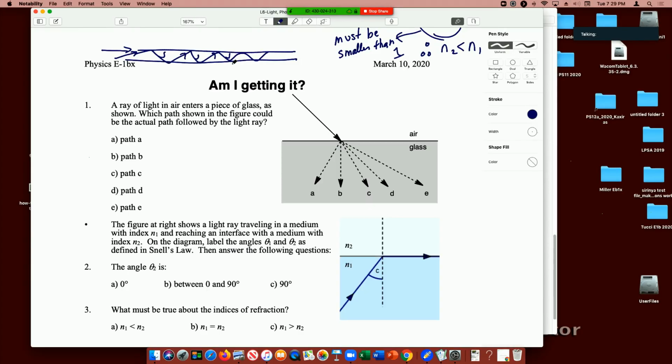Sure. Okay, so any questions about anything to do with total internal reflection or refraction or anything that we've done so far? Yeah? Oh, what's special about the bottle? Well, okay, so there's nothing special about the bottle.